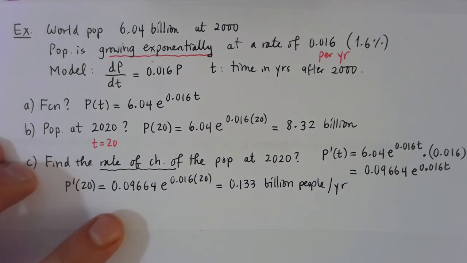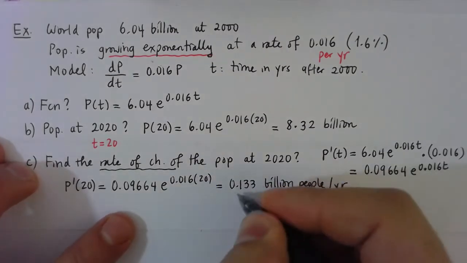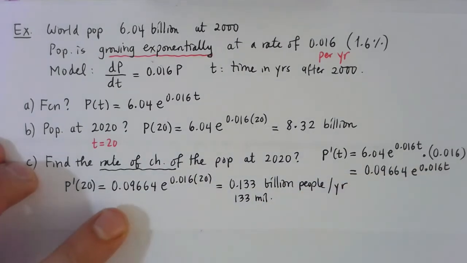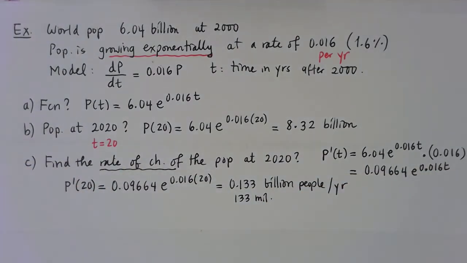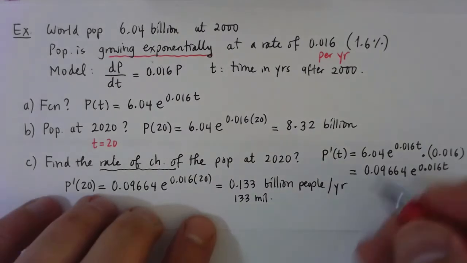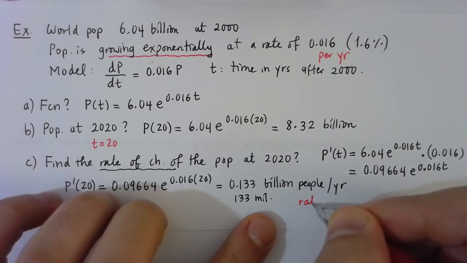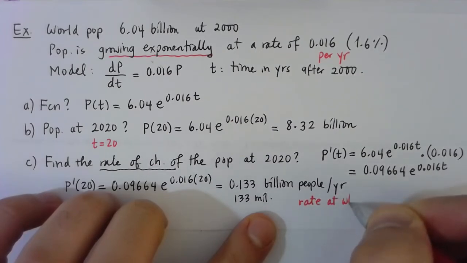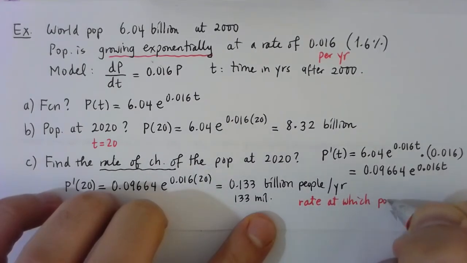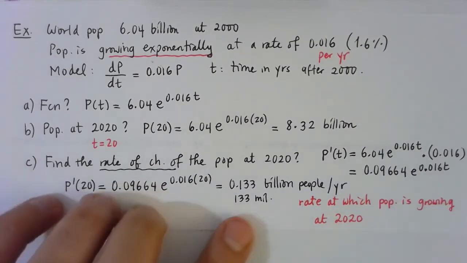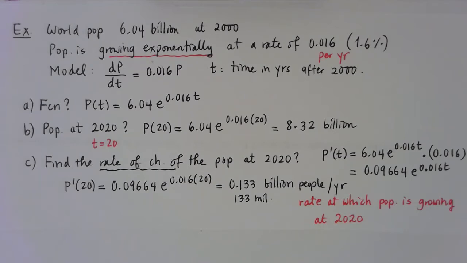So that's the rate of change, or you can just say move 3 decimals to the right, so it's like 133 million people. This is the growth rate. So it's kind of like this is the rate at which the population is growing at 2020. So this is how we find that problem. It's pretty much straightforward.